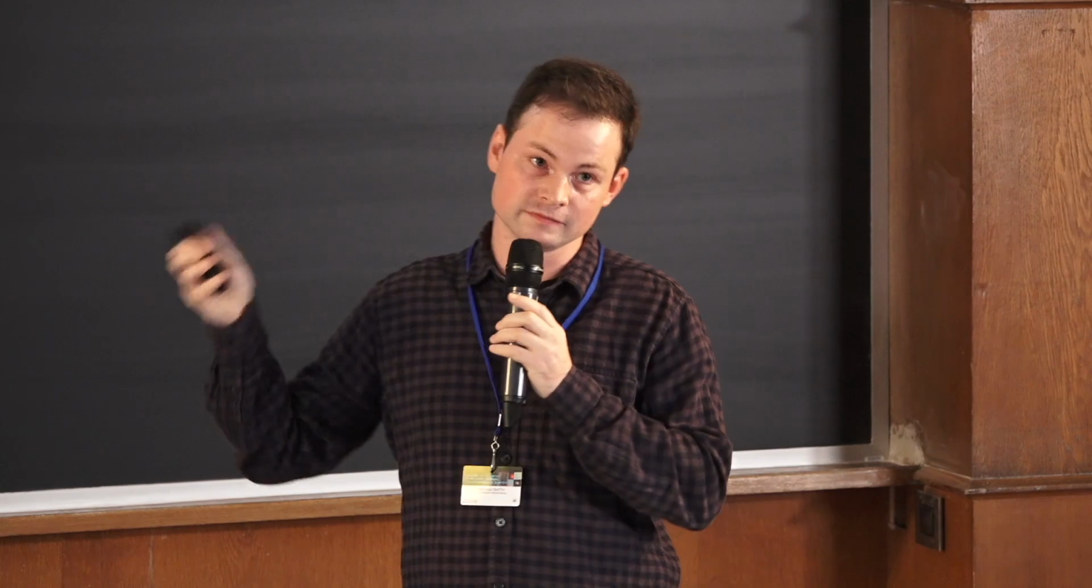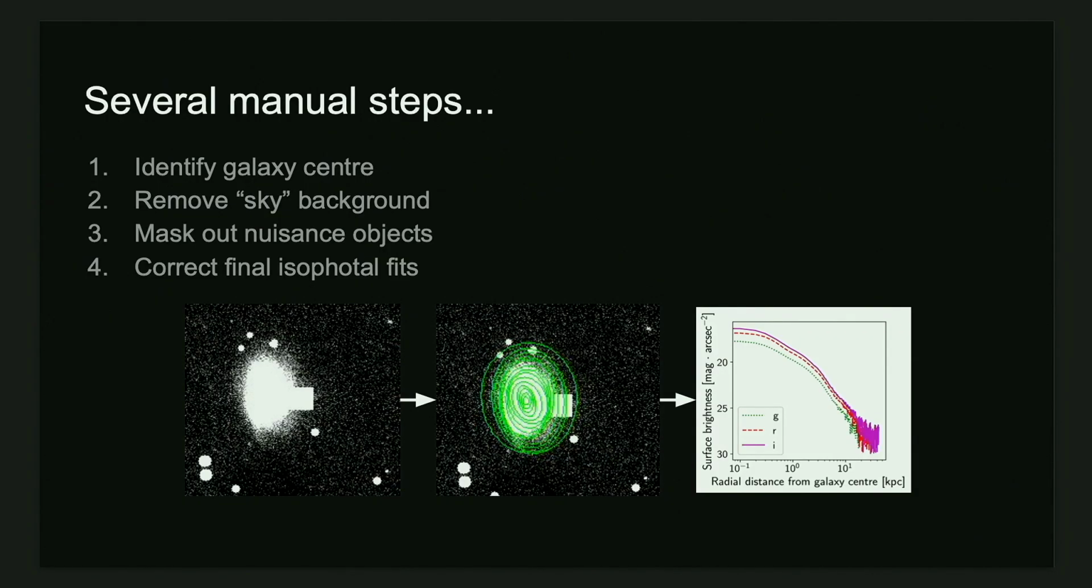Now, there's several problems with this method. You need a human in the loop. So you need someone to identify the galaxy center. You need someone to remove the sky background, mask out any nuisance foreground stars or satellite trails or stuff like that. And finally, you need someone to correct the final isophotal fits. So you need someone to uncross any cross isophotes. You don't want to be double counting fluxes. And this takes time. You need someone babying the algorithm, as it were.